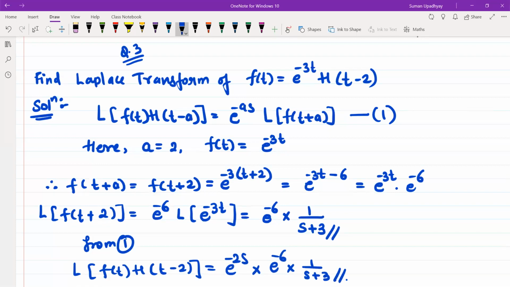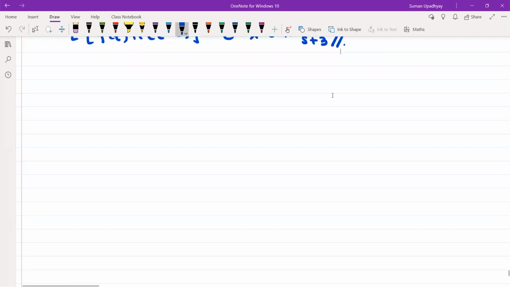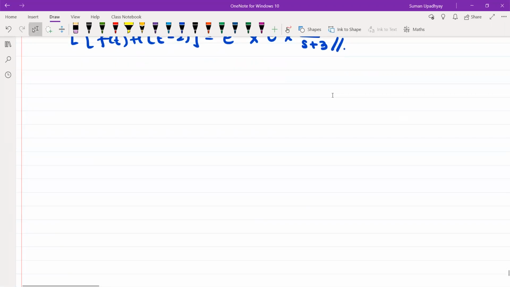Got it, everyone? Yes, ma'am. All right. So with this, Heaviside is done. Now next we'll go to the next special function, which is periodic function. What do you mean by periodic function, kids?